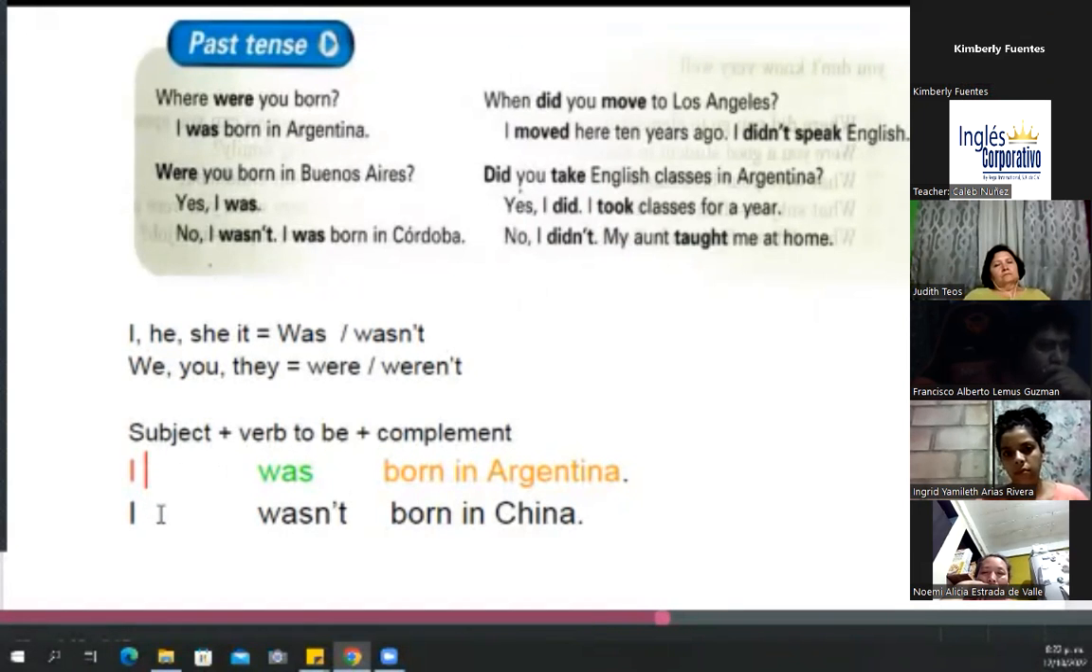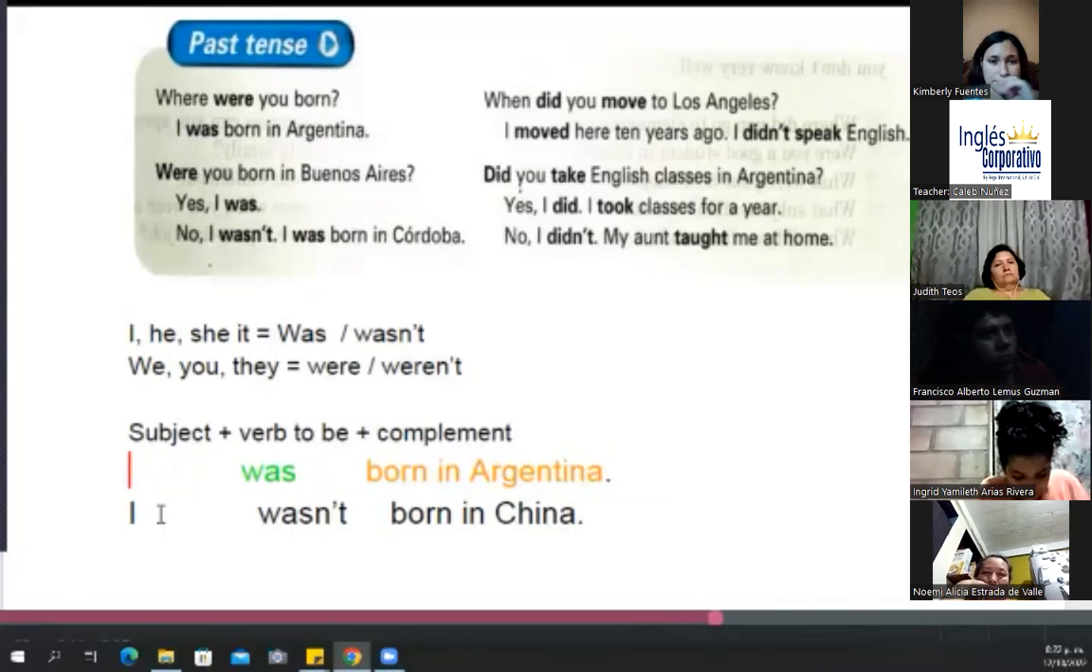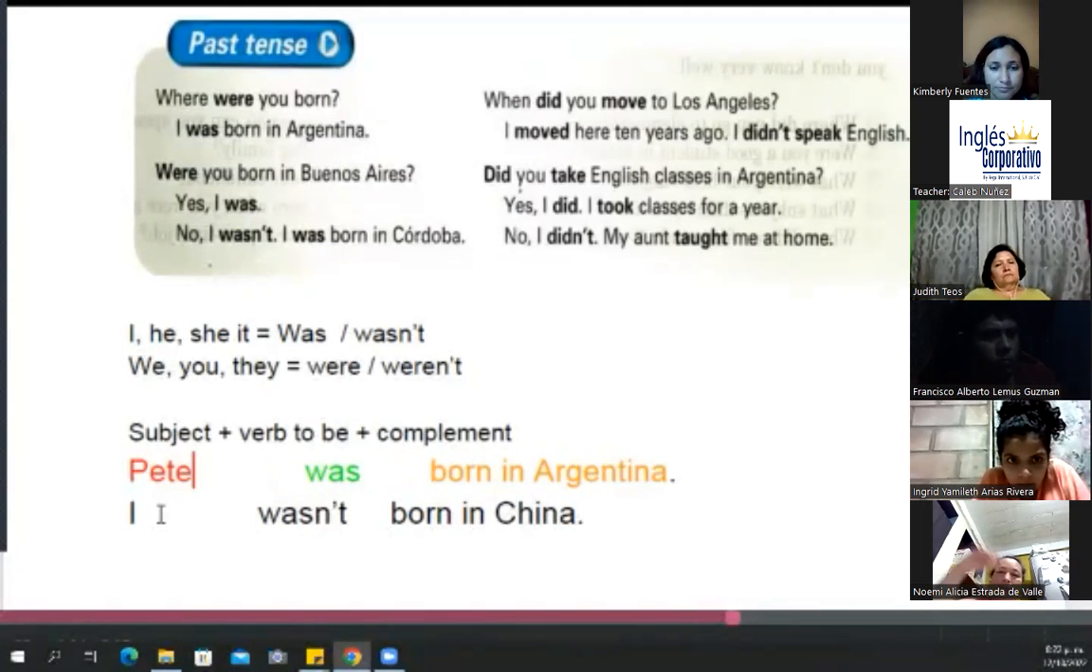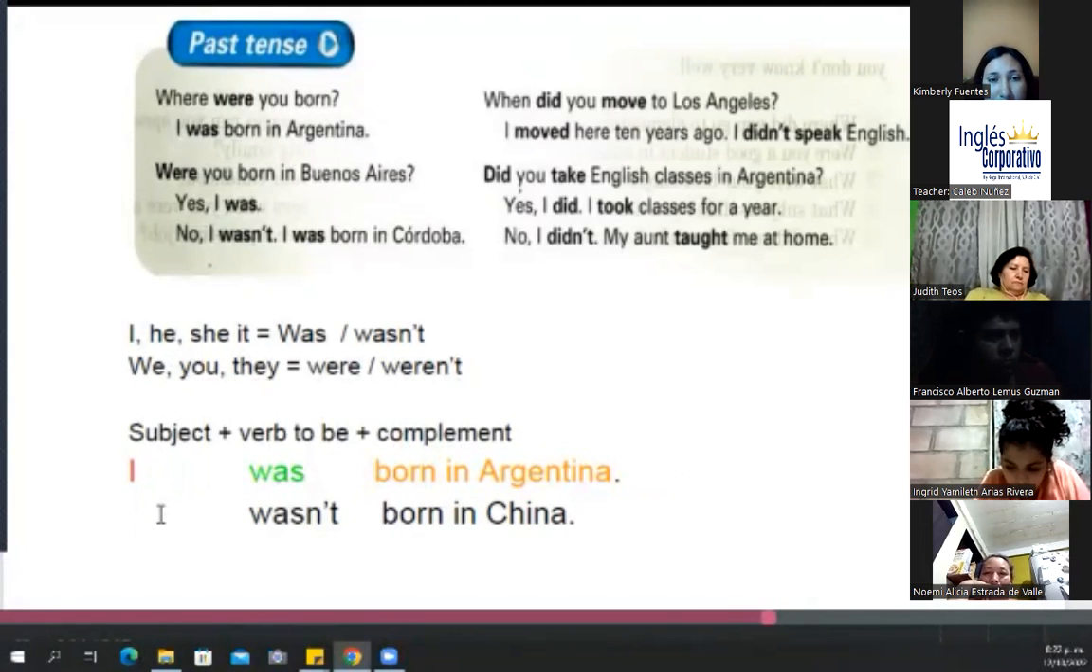So I mentioned that the subject, we can change that to any subject that we would like. So for example, we could say he was born in Argentina. We could say she was born in Argentina. And also, I quickly want you to learn that you may also use names here. So for example, you may say Peter was born in Argentina, right? Mary was born in Argentina, and so on and so forth. And of course, if we want to make negative statements, then we would say something like this. He wasn't born in China. Right? I was born in Argentina. I wasn't born in China.